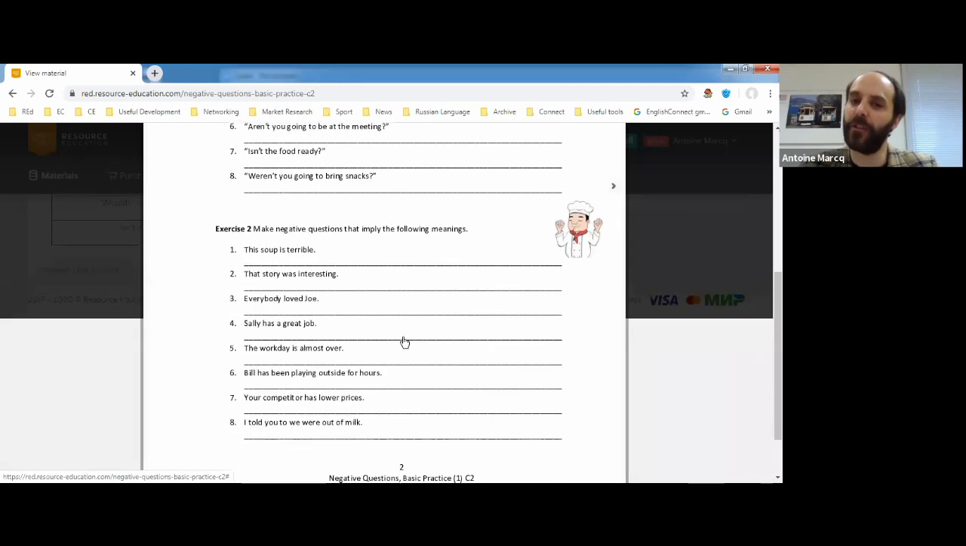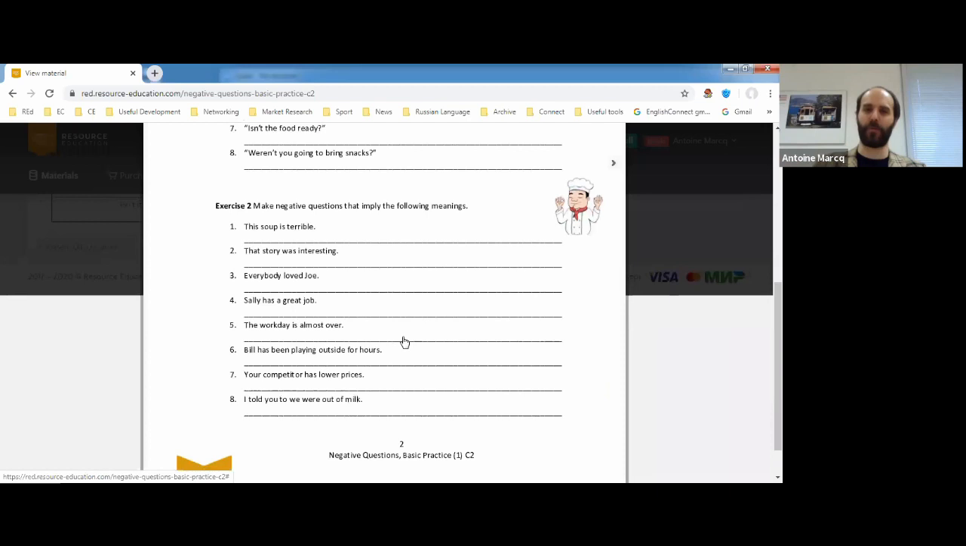And then exercise 2, students take a bit more responsibility now. They want to imply the following things, so they should come up with a negative question. This soup is terrible. Isn't this soup just awful? Isn't this the worst soup you've ever had? The story was interesting. Wasn't that the best story? Wasn't that the most interesting story you've ever heard? Wasn't that story interesting? So students can play with it.